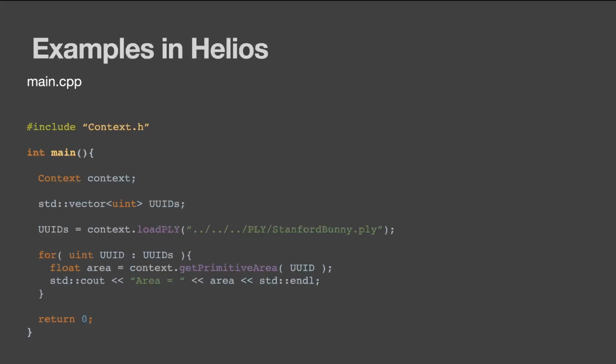Then we could use a range-based for loop in order to iterate over all of the unsigned integers within this vector. This corresponds to each of the primitives that were added within this PLY model. Then we could call another method of the context called getPrimitiveArea. This takes an argument of an unsigned integer, which corresponds to a UUID. Then we could assign the output of that function to a variable that we called area. This returns a float, so we need to make sure that the types are all consistent, both with the arguments going in as well as what's being returned from our function.